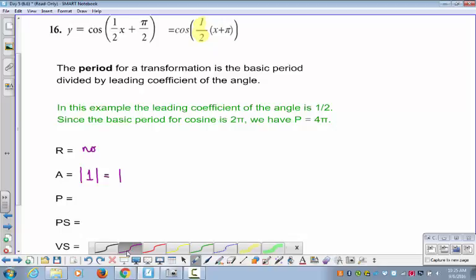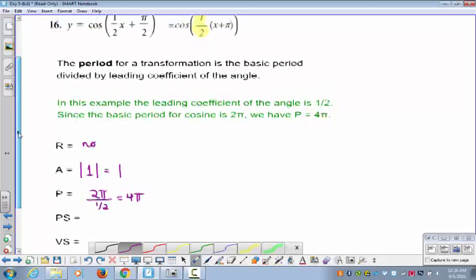Period. We start with the basic period of cosine. So that's 2 pi. And then we divide by the coefficient of the angle. We divide by b. So that's dividing by 1/2. That gives us 4 pi. So that's our period. So this is a horizontal stretch. Basic period's 2 pi. The period of this transformation is 4 pi. So we've stretched out the graph. Horizontal stretch.